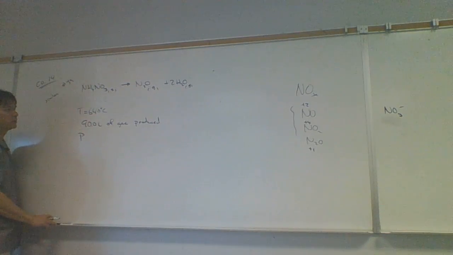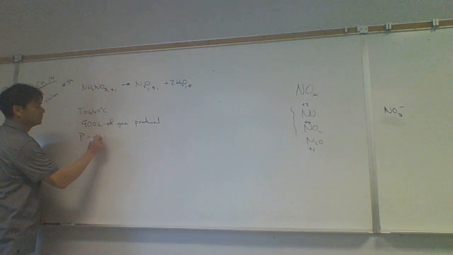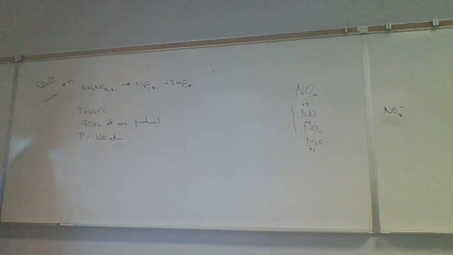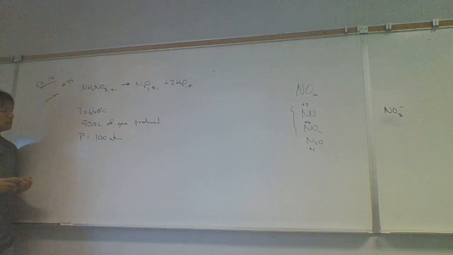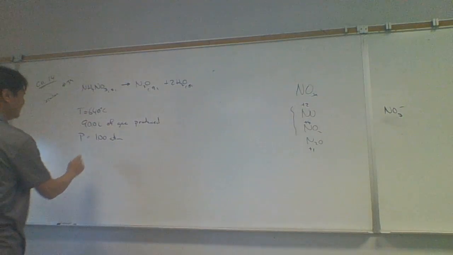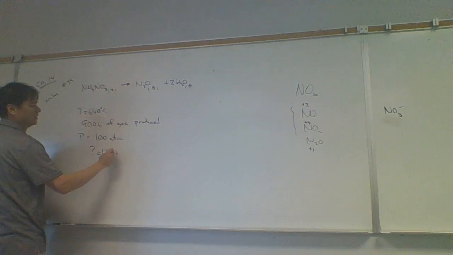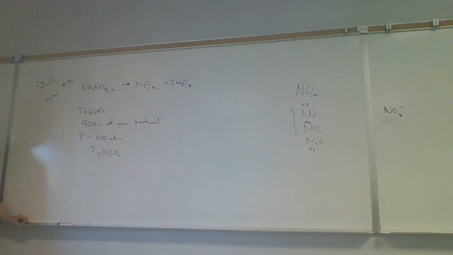Let's say the pressure of this is at 1.00 atmospheres. So 640 degrees C, 90 liters of gas at 1 atmosphere. How many grams of ammonium nitrate must decompose to produce this much product?